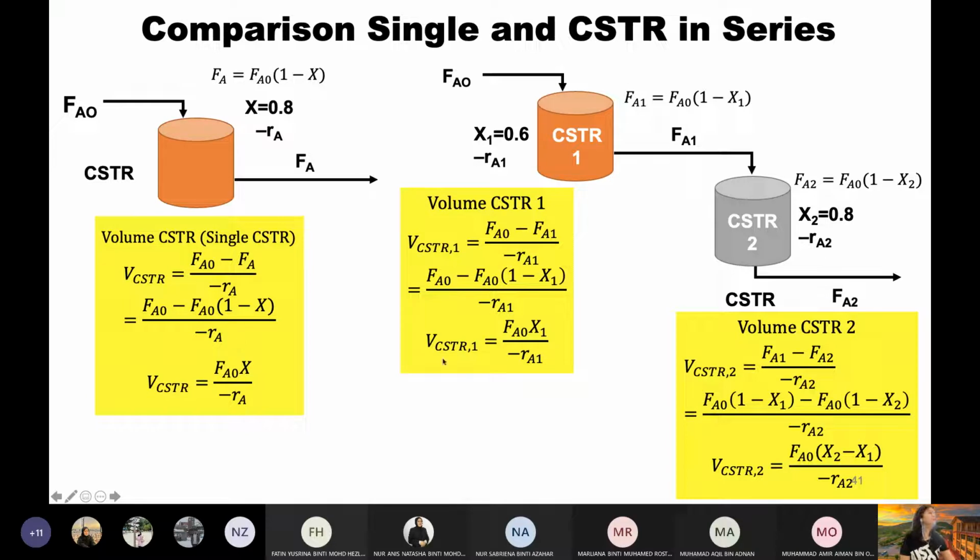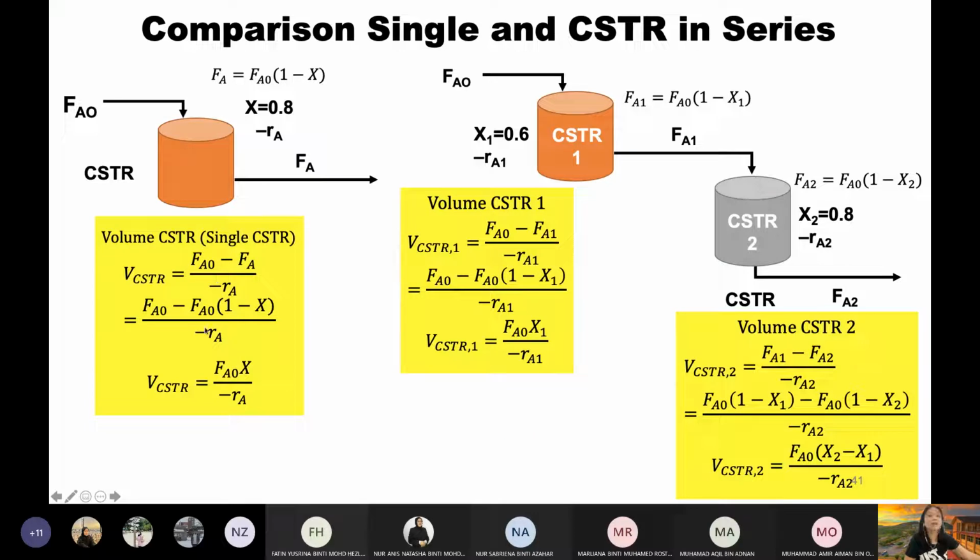You see first for the single CSTR, formula dia, volume CSTR equals FA0, the one that enters the first reactor, minus FA, the molar flow rate that exits the reactor, over minus rA. FA0 is the initial molar flow rate. FA is the final molar flow rate or the exiting molar flow rate. Done. Okay. So again, as I told you guys, when we talk about reactor design, it's always in the form of conversion.